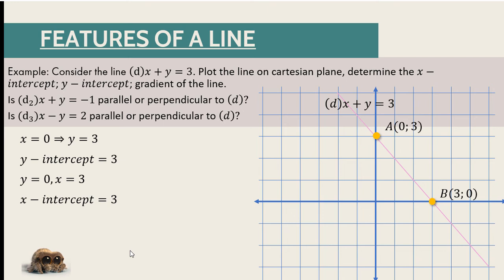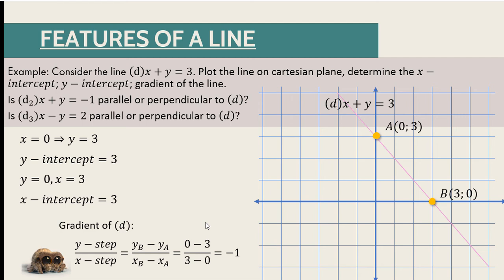First we find the x-intercept and y-intercept. Actually, we should find the x-intercept and y-intercept first, and then we can connect the 2 points of the intercepts to form the line. It should be more convenient. If x is 0, then y is 3, the y-intercept is 3. If y is 0, then x is 3, the x-intercept is also 3.